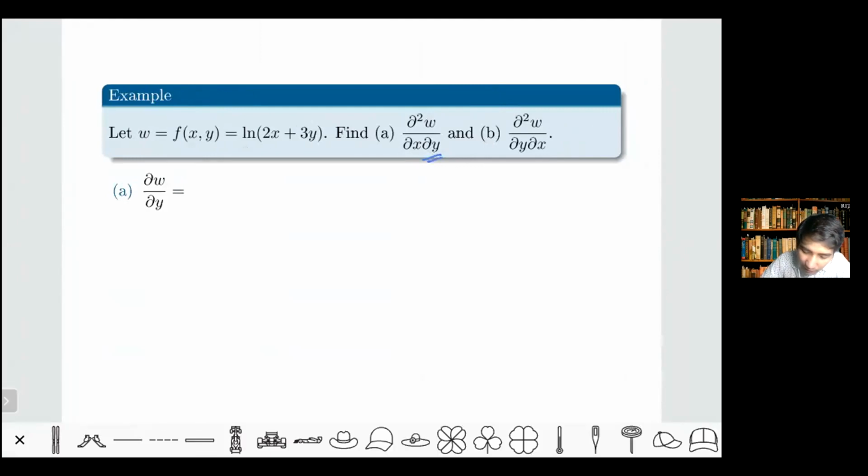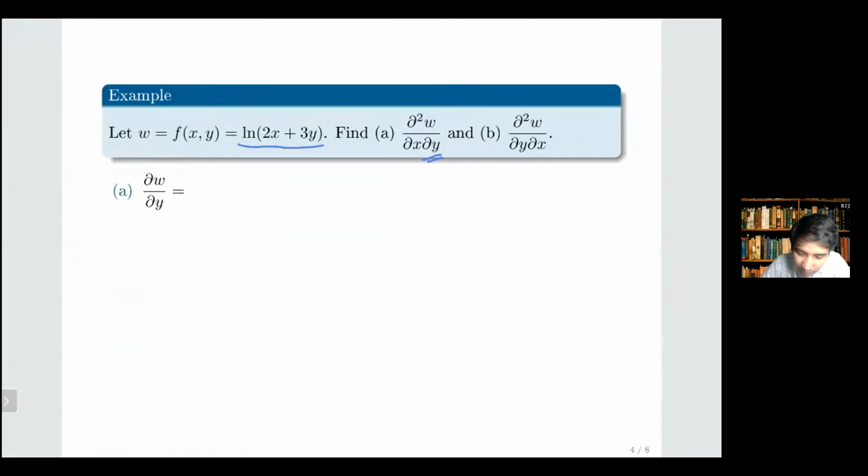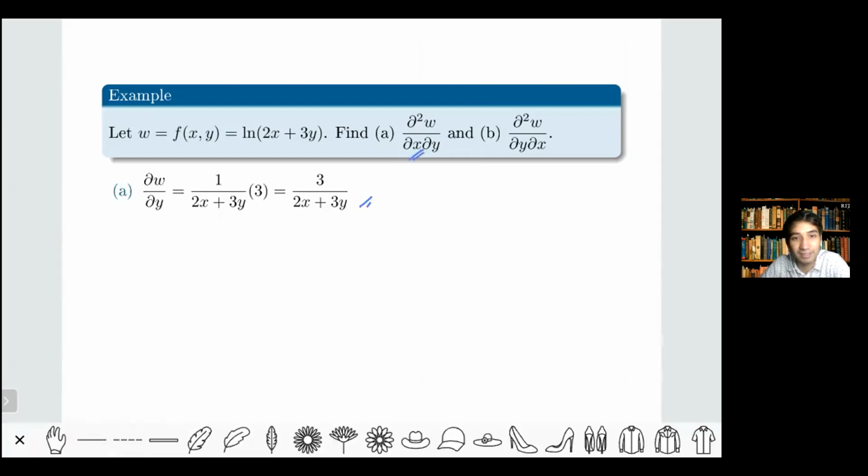So ito yung w natin. So if we differentiate this with respect to y, ang makukuha niyo ay 1 over 2x plus 3y times the derivative of this thing with respect to y. And that's 3. Okay? So, ang partial derivative natin ay 3 over 2x plus 3y. Again, meron tayong function of x and y. So, sabi dito, i-differentiate natin yan with respect to x.